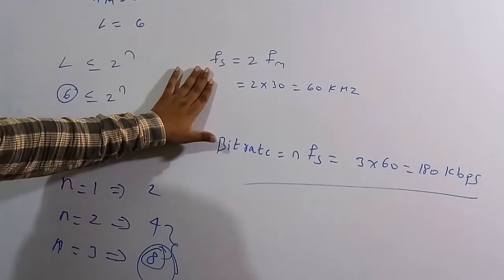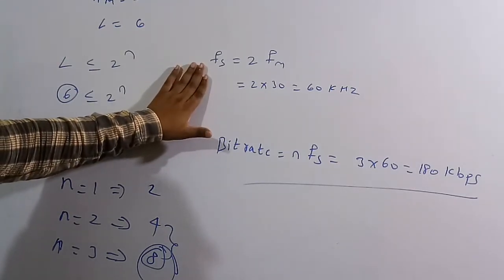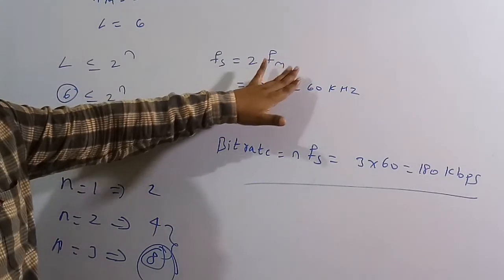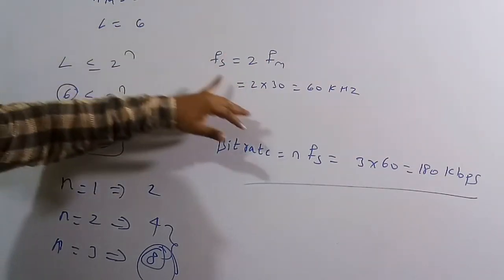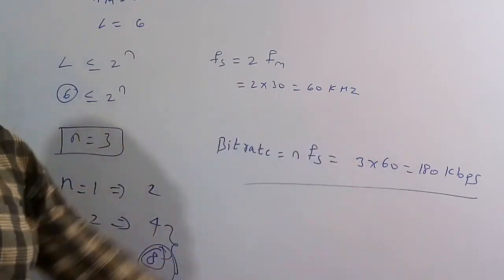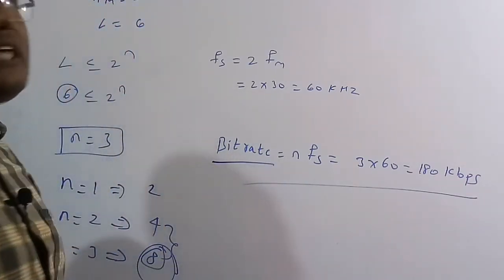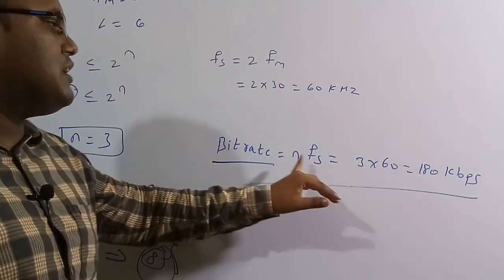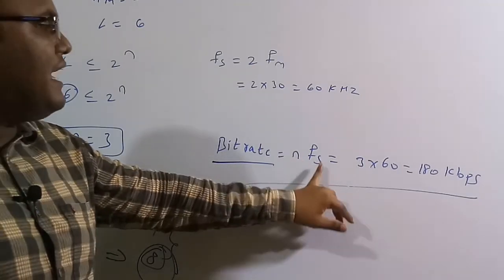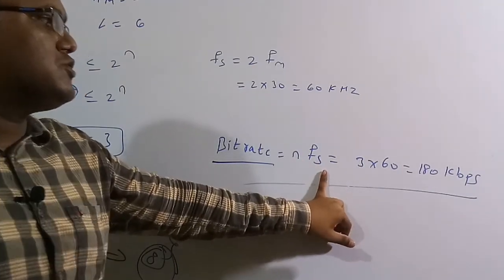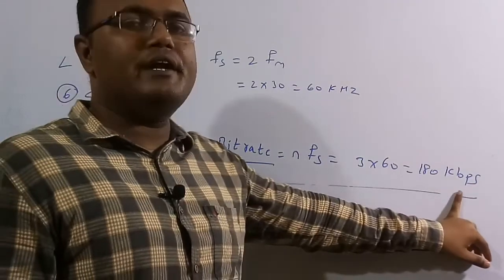So here the sampling frequency is always twice the message signal frequency. So the message signal frequency is 30, so 2 into 30 is equal to 60 kilohertz. So always the bit rate in PCM is number of bits per sample into sampling frequency. So therefore number of bits per sample is 3 and the sampling frequency is 60 kHz. So therefore 3 into 60 is nothing but 180 kbps.